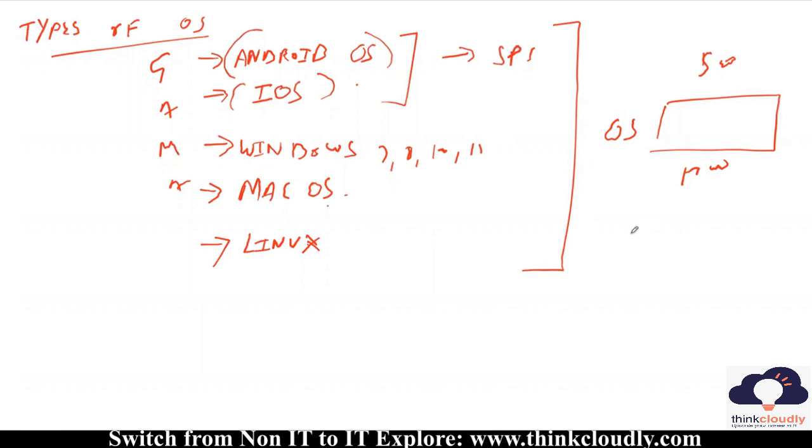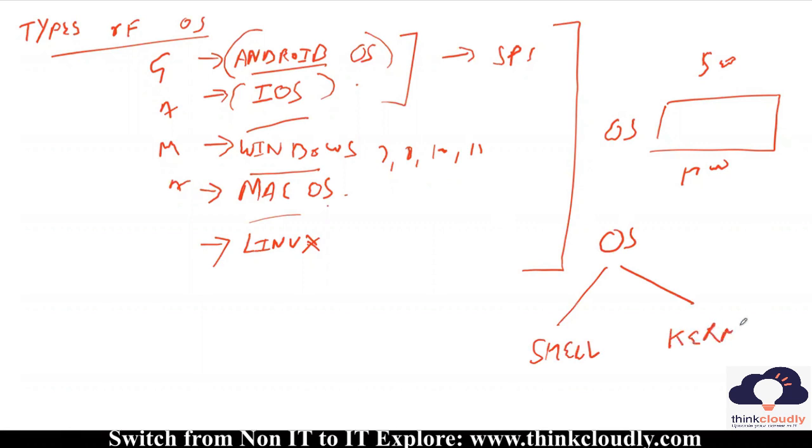Now understand one more thing, guys, that all the operating systems, whichever you pick, whether you pick Android, iOS, Windows, Mac, Linux, that operating system has two parts: shell and kernel. If you say that Android does not have shell and kernel, I don't agree. iOS has shell and kernel, Windows has shell and kernel, and Mac, Linux, everything has shell and kernel.